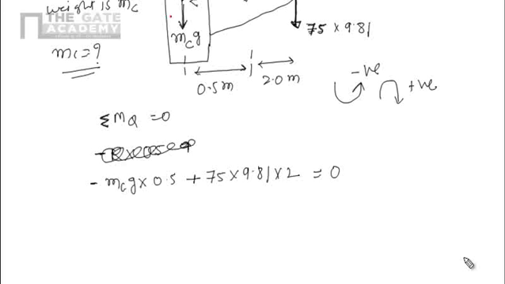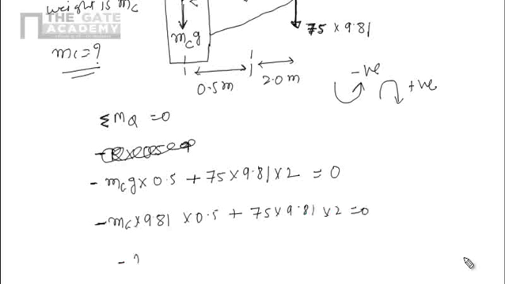So now I am directly considering the moment due to MCG. MCG into perpendicular distance is 0.5, and it is moving in anti-clockwise direction. Similarly, moment due to this 75 kg weight. The weight is 75 into 9.81, perpendicular distance is 2, equals to 0. So now MC into 9.81 into 0.5 plus 75 into 9.81 into 2 equals to 0.